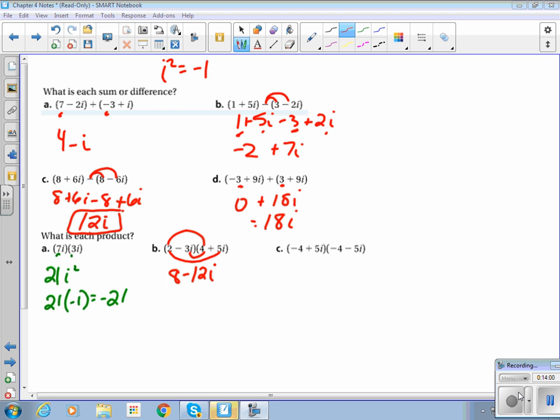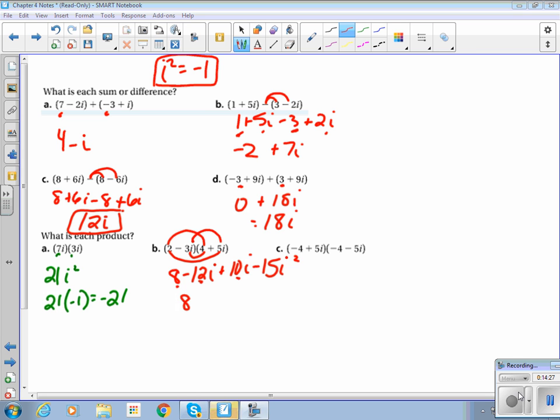2 times 5i is 10i. And then -3i times positive 5i is -15i squared. So I'm going to go ahead and combine my like terms, and then I'm going to deal with the i squared. So I got 8 right now doesn't have a buddy to combine with.